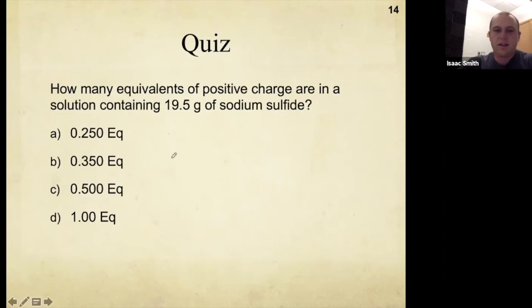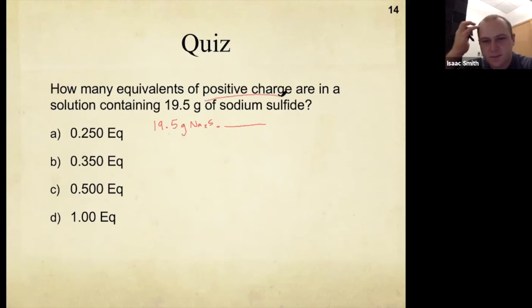So we can start with grams. You probably haven't seen this kind of question yet, but we have 19.5 grams of sodium sulfide. And then again, to go to equivalents, we need to know how many moles of charge there is, a positive charge specifically in this question. So if we use the molar mass of sodium, I believe it's 23 grams of sodium for every 1 mole of sodium.